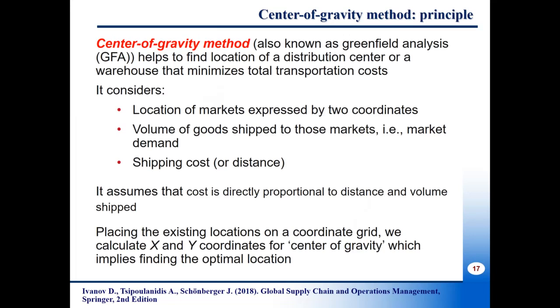The objective of center of gravity method is to minimize the total transportation cost by considering the location of markets expressed by 2 coordinates, demand or volume of goods shipped to those markets, and shipping cost or distance, by assuming that cost is proportional to distance and volume shipped. In application, we could get the coordinates from Google Maps in a form of longitude and latitude.